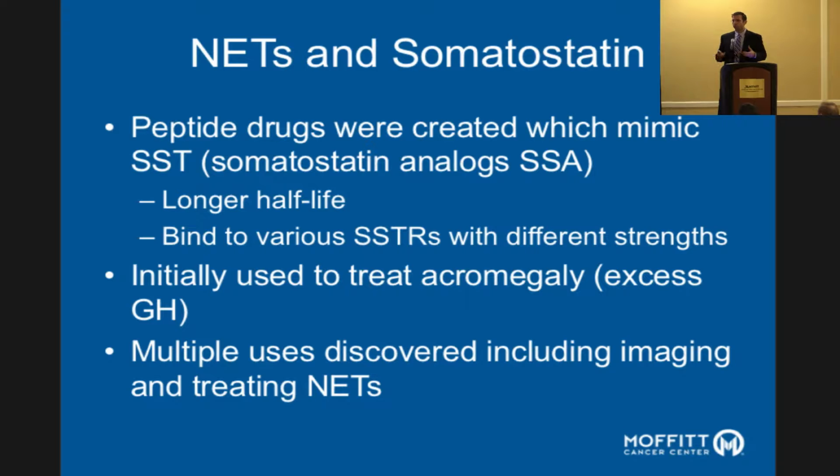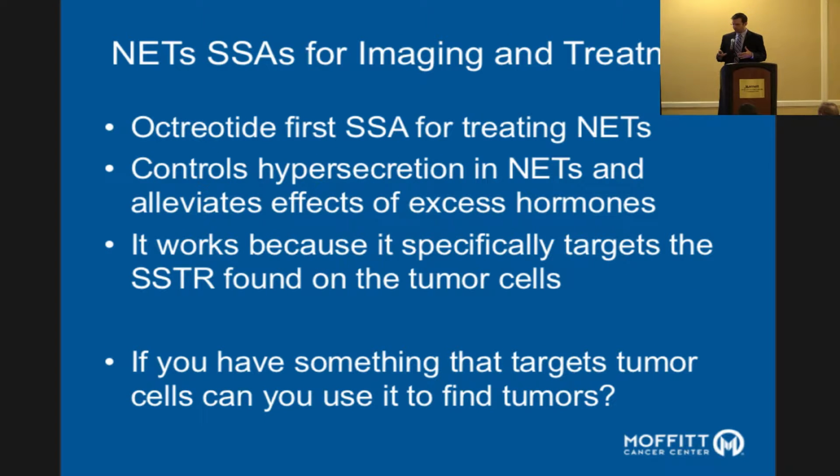And now why this is important for neuroendocrine tumors is because if you have this molecule that can mimic somatostatin, and it can specifically target the tumor cells, because the tumor cells express the receptor, these analogs can bind to the tumor receptor and exert this inhibitory effect. So that's why octreotide, one of these first analogs, and they've got multiple different analogs now, is useful, because they can bind to the cell, they control the hypersecretion of hormones that you see with this, because they take advantage of that inhibitory effect that somatostatin does. And it works because it specifically targets the tumor cells.